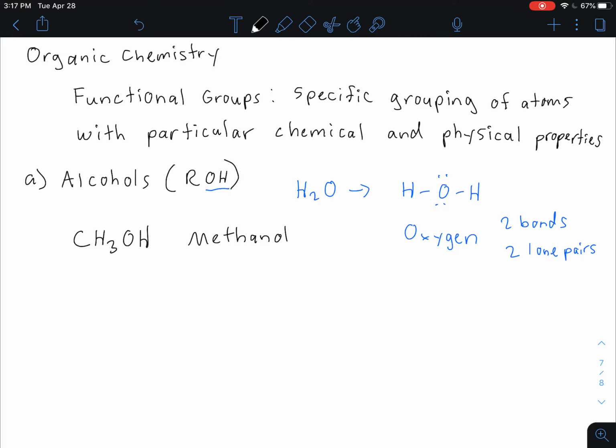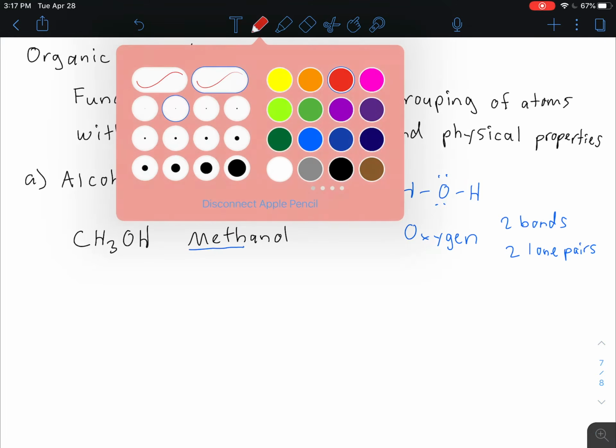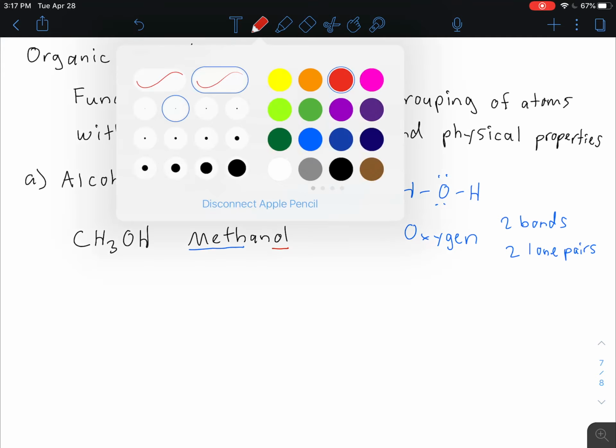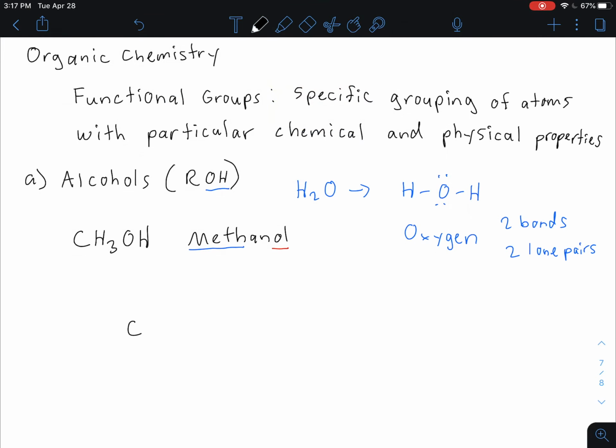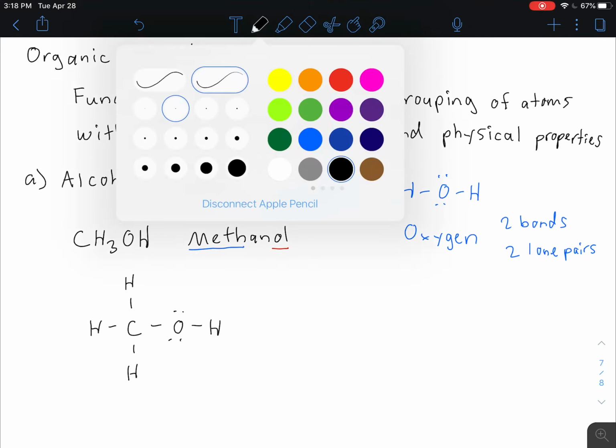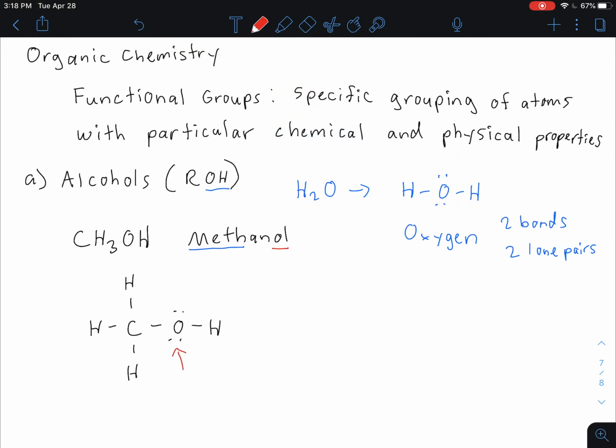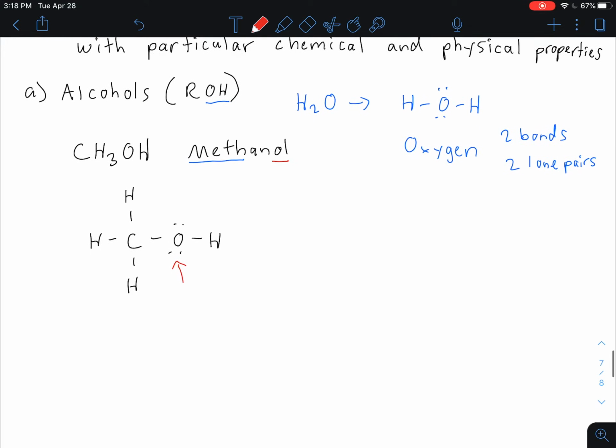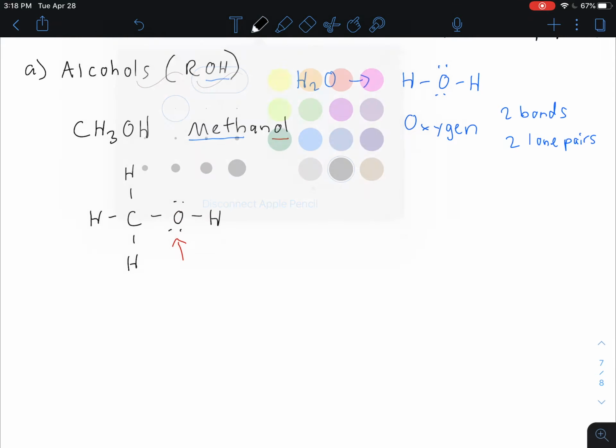CH3OH, that will be called methanol. So again, the meth prefix telling me that it's a 1 carbon molecule, and the all ending to tell me that it's an alcohol. So this structure, CH3OH, that's really our simplest alcohol. So if you're looking at what's happening with the oxygen, there you see 2 bonds and 2 non-bonding pairs.